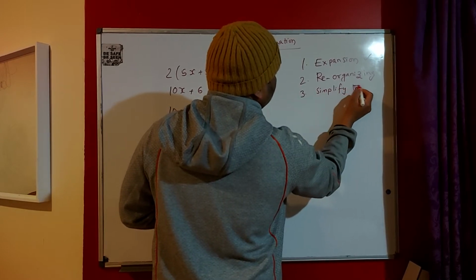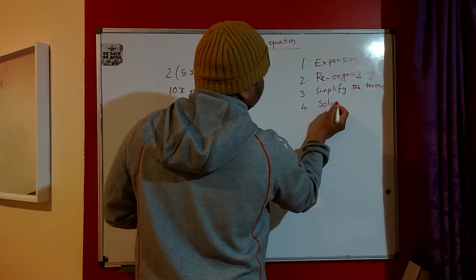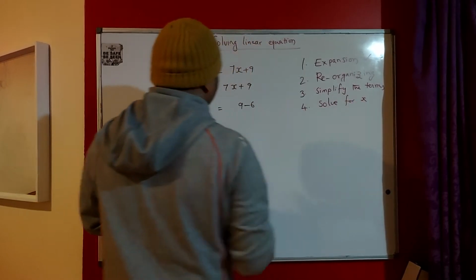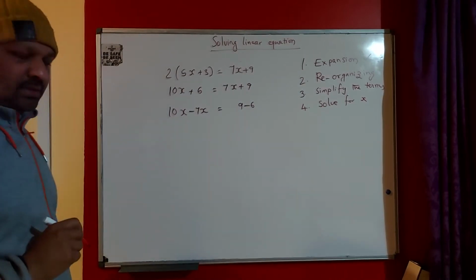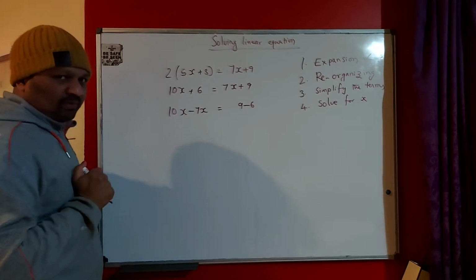Simplify the terms and solve for x. Okay, so now you have to simplify those terms. So you have two terms here on the left side, both are having x in it. So it's easy to simplify.